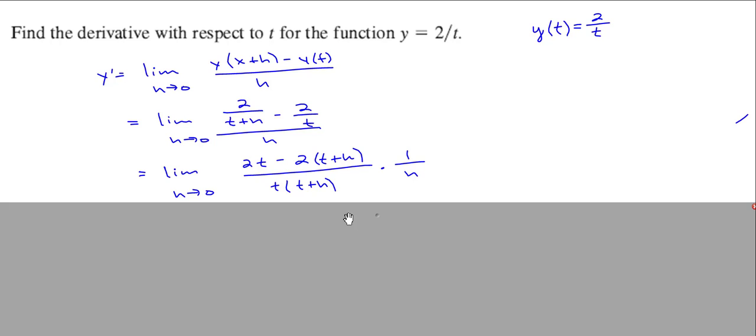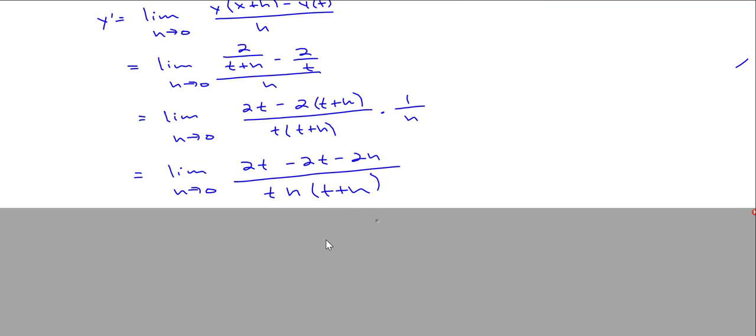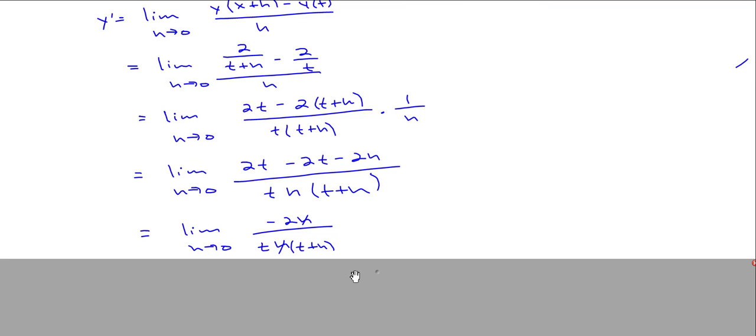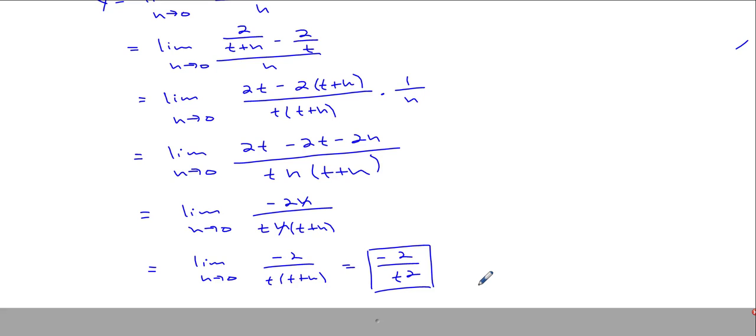Questions so far on this up to this point? We good? Okay, now after that, it's just distribute, combine like terms. I just said t times h times t plus h. That's all I did. I could have left this h over here. This looks awkward though then. All right, after you combine like terms, you can cancel those h's. Then you can let h go to 0. And there we go, negative 2 over t squared.